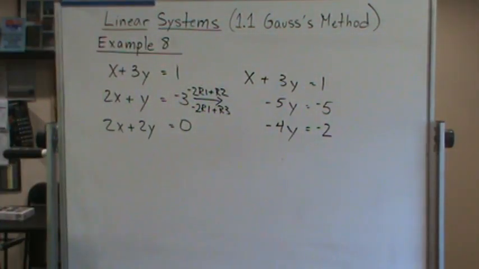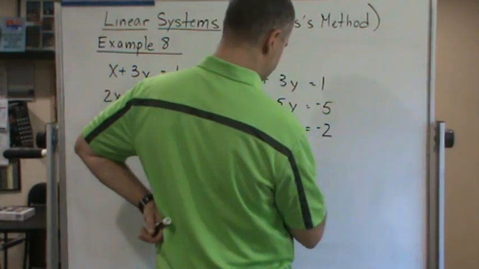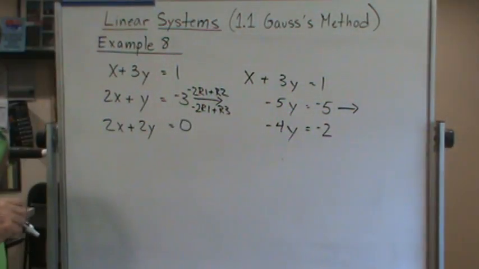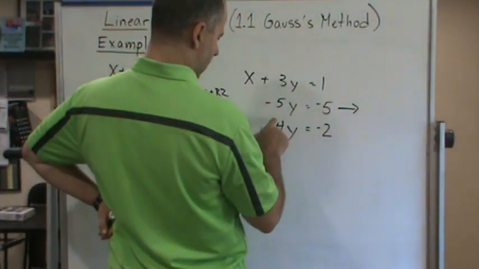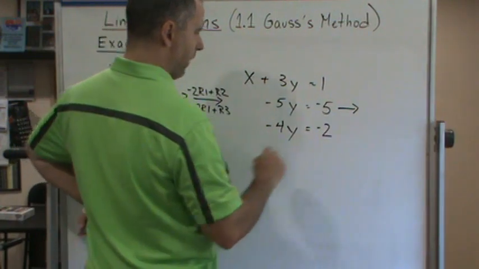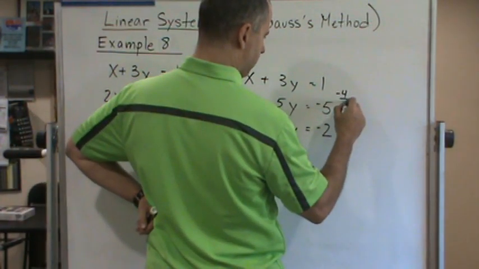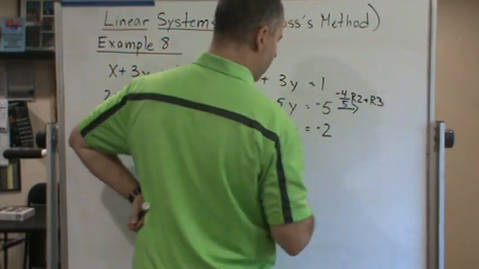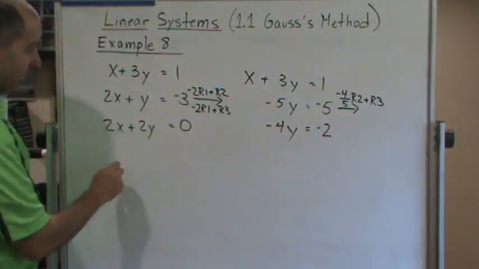Okay, now we've got to do it again, got to get rid of this y. Let's see what happens here. Again, I'm going to multiply by -4/5. So -4/5 times row 2 plus row 3, right? And what's that going to give me?